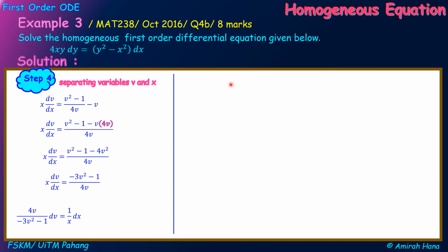So we can continue with step 5. In step 5, we integrate both sides. From step 4 here, we just put the integration sign on both sides. So we get the integral of 4v over negative 3v squared minus 1 dv equals the integral of 1 over x dx.